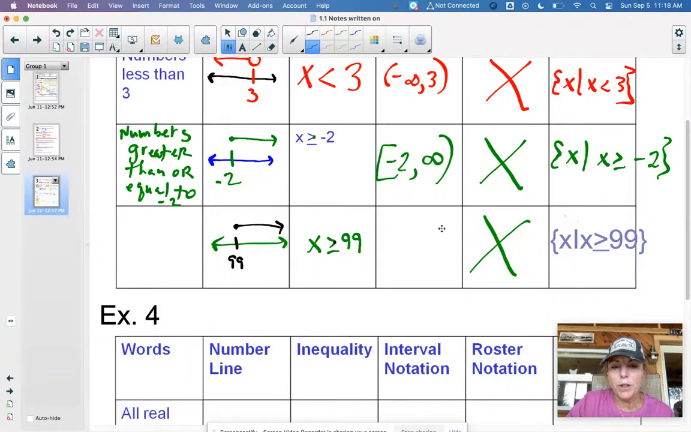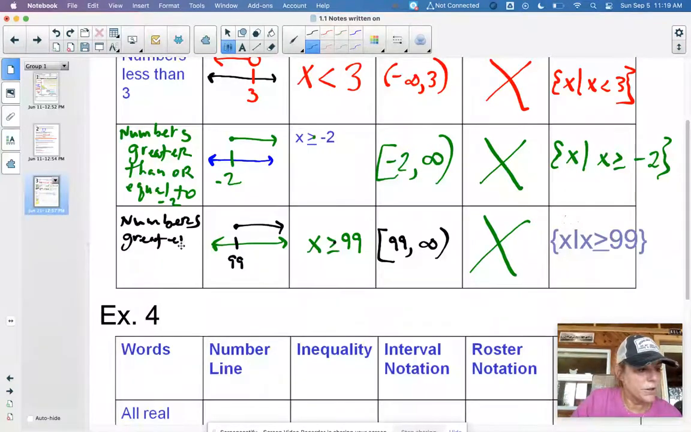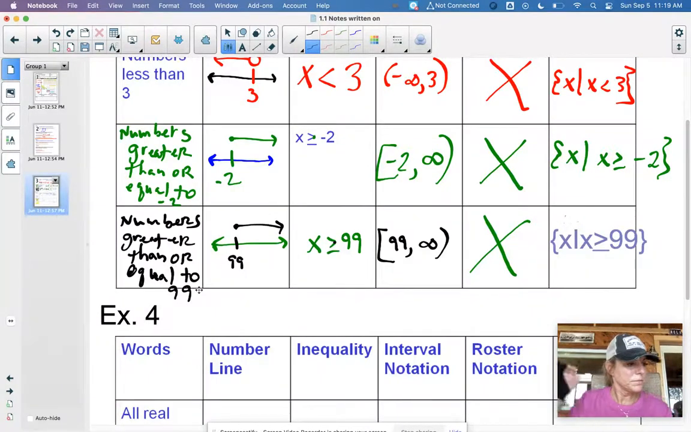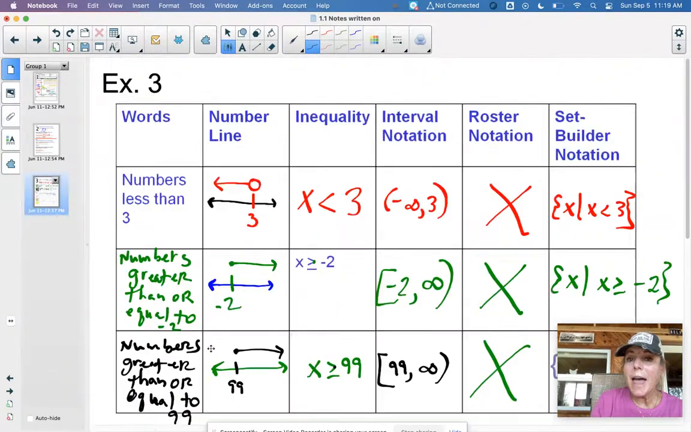Now I'm going to do interval. I'm going to the right forever. That's infinity. 99 is on the left. That's a bracket. And the words are going to be numbers greater than or equal to 99. Perfect. Example 4, we're going to do in class.